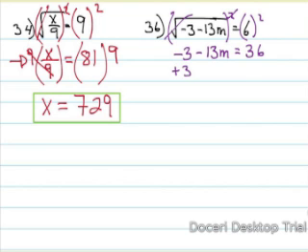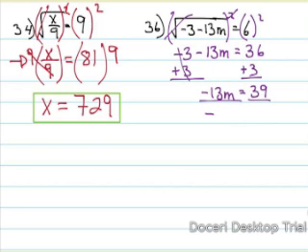Add 3 to both sides. So we have negative 13m equals 39. Do a little division. Divide by negative 13. And you'll end up with m equals negative 3.